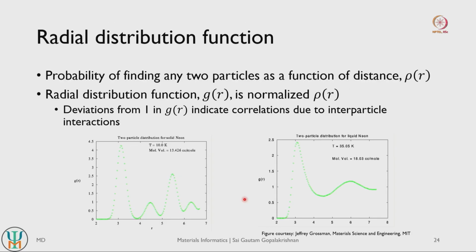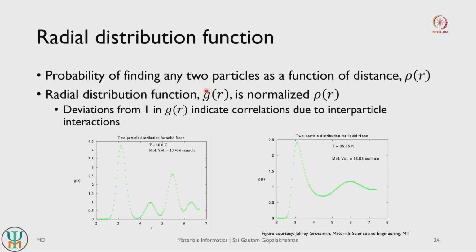The other important quantity that can be quite useful in molecular dynamics, especially when it comes to tracking the evolution of your structure, is what is referred to as radial distribution function, right. So to understand radial distribution function, it is useful to understand what is referred to as a paired distribution function or rho of r. That is basically the probability of finding any two particles as a function of distance. So you have one particle at your origin at r equal to 0, and then as you keep changing your r, you basically calculate what is the probability that you will find some other particle as a function of r. So this is basically referred to as paired distribution function.